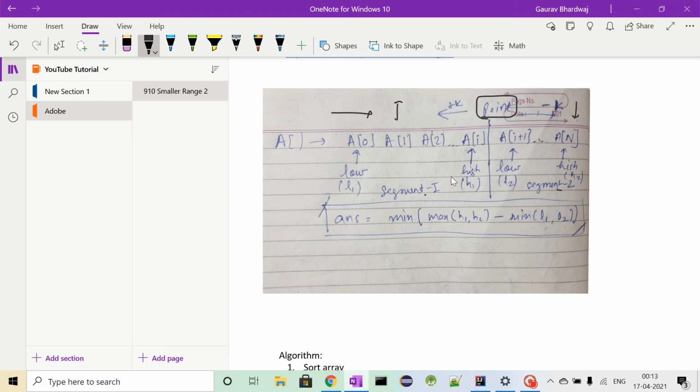Now if we see the left side, that is segment 1, this one is the low, and this one is the highest point in segment 1, and for segment 2, this one is the lowest point and this is the highest point. Okay, so what we are going to do is we will add plus k on segment 1, and we will subtract k from the segment 2 values.